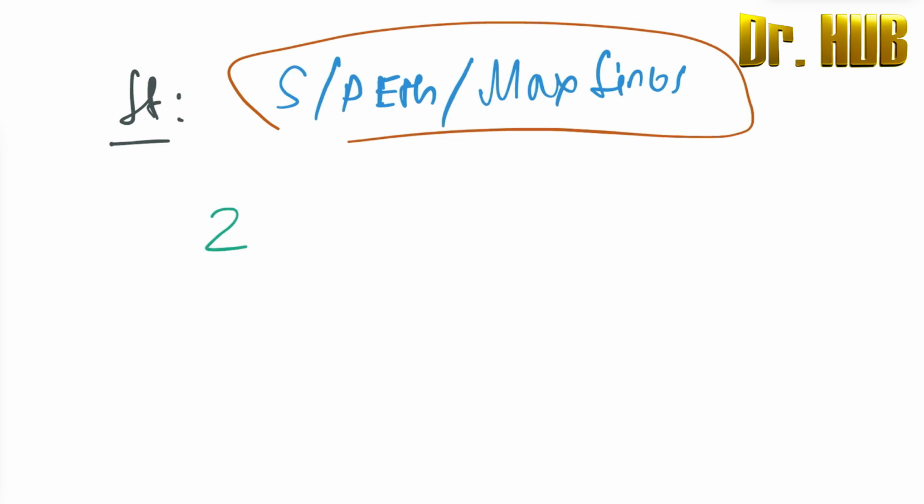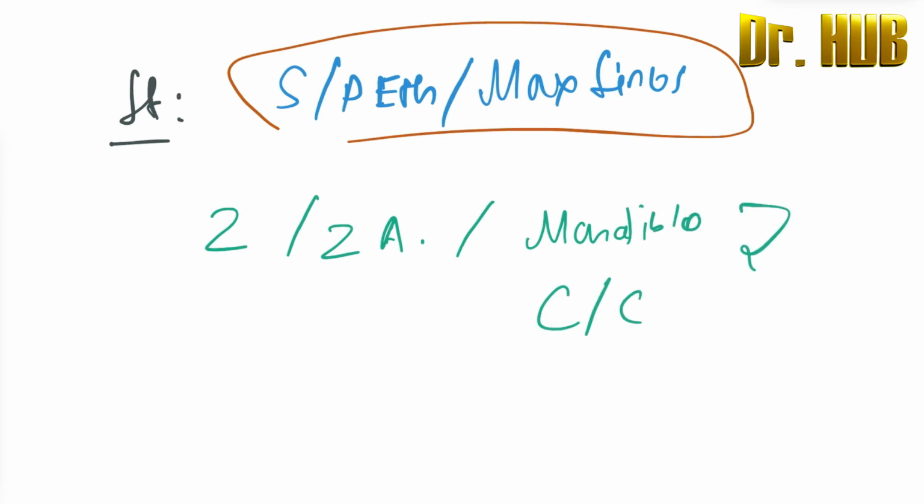Other structures are the zygoma, the zygomatic arch, and the mandible, along with the coronoid and condyloid processes.